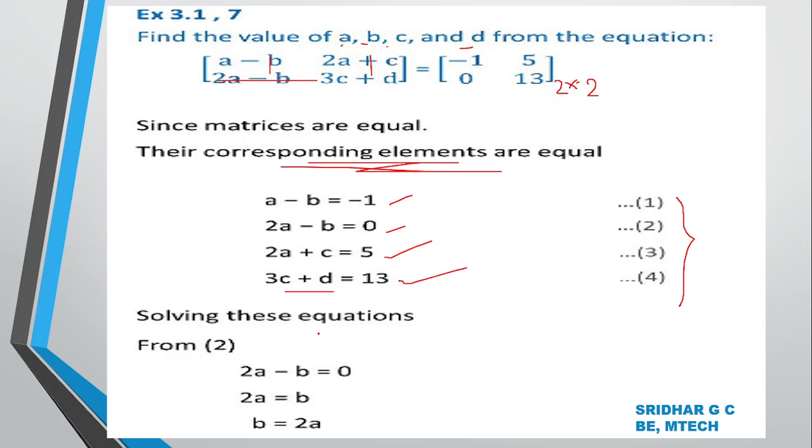After that, we need to solve it. Here you should check how to solve this. From the equation, write b in terms of a. Clearly you can solve this one. 2a minus b equals 0. I will shift that minus b to this side. It will become positive. So b equals 2a we will get.